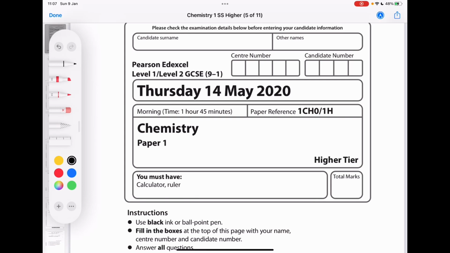Hello Year 11. This is going to go through the mock paper 1 that you did for the triple chemistry. As I go through this, I'm going to try and highlight which topic the questions are assessing and how I got to the answers. It's more important that you understand where you gained or lost marks than it is in getting the exact answer for that question.